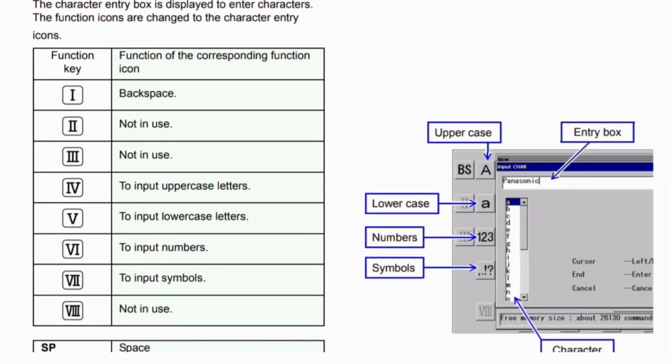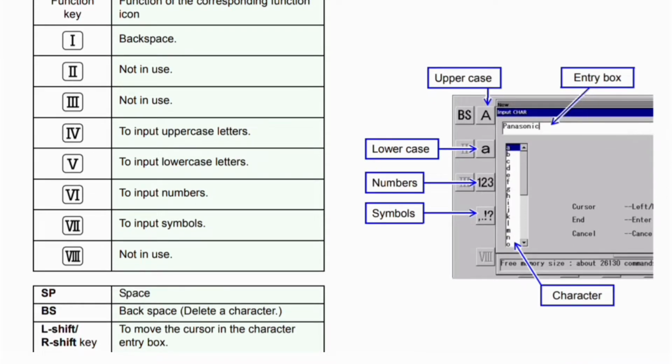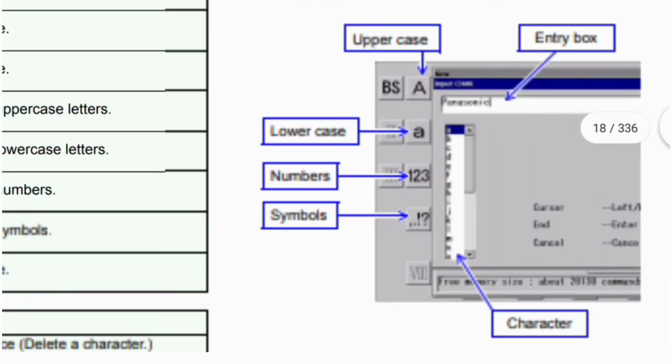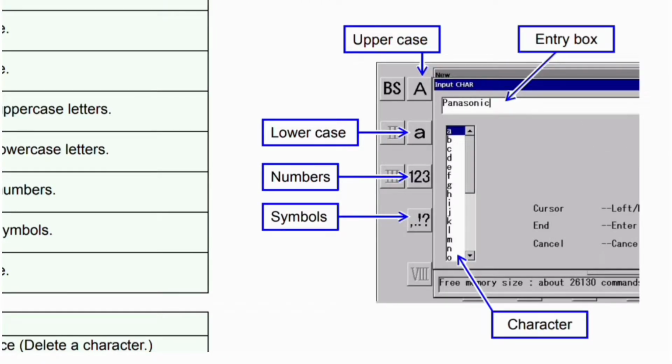Function key, function of the corresponding function icon. First, backspace; second, not in use; third, not in use; fourth, to input uppercase letters; fifth, to input lowercase letters; sixth, to input numbers; seventh, to input symbols; eighth, not in use. You can see all these function keys in this image. See friends: uppercase A, lowercase a, numbers 1 2 3, symbols, question mark, comma, entry box, Panasonic, here character.